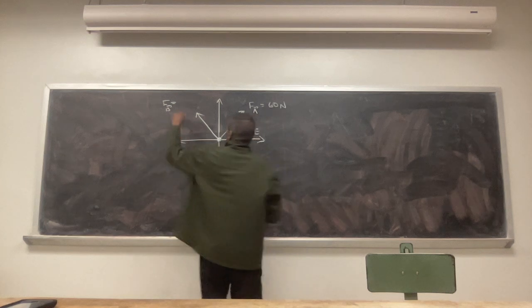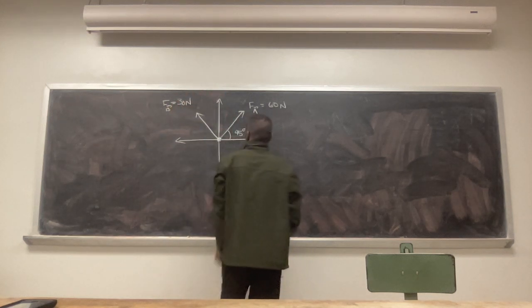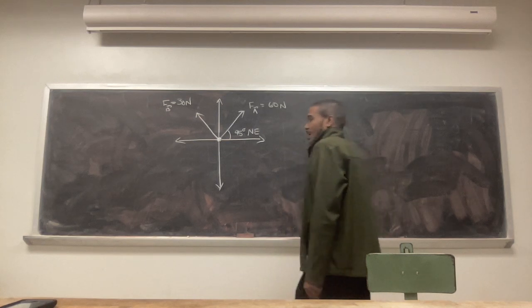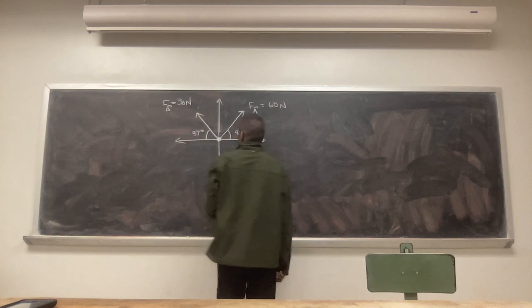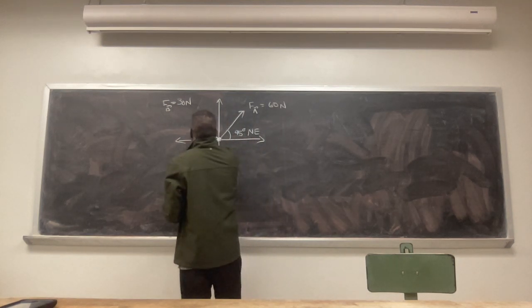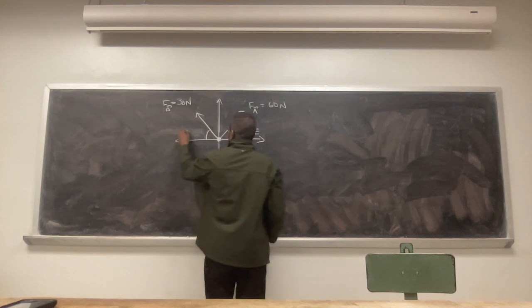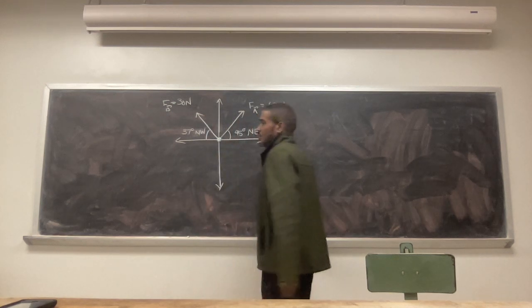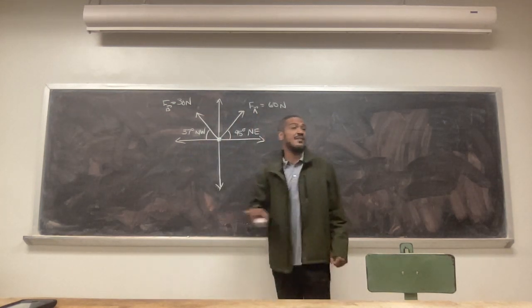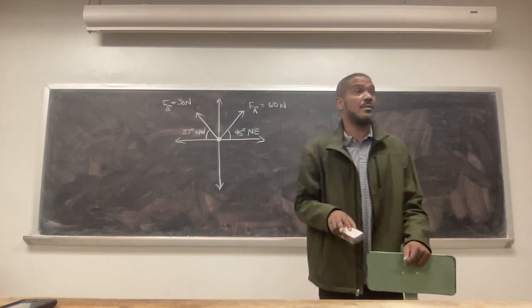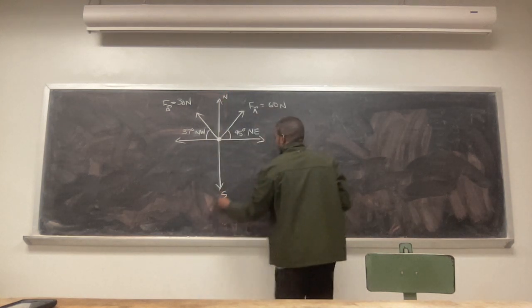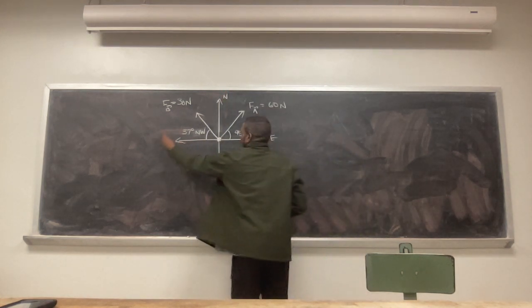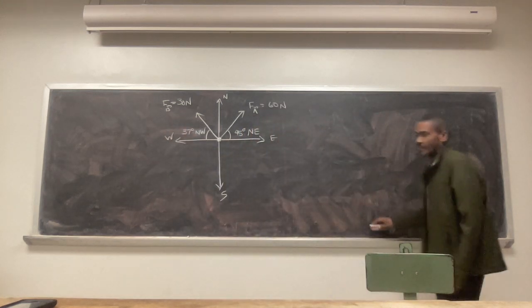Then we have another force, force B. It has a magnitude of 30 newtons, and its direction is 37 degrees in the northwest, meaning 37 degrees with respect to the negative x-axis. Y'all following me on that? All right, so this is north, this is south, east, and west.